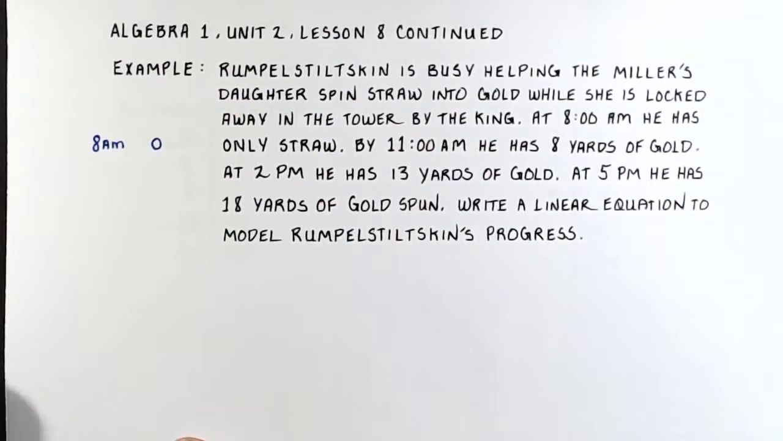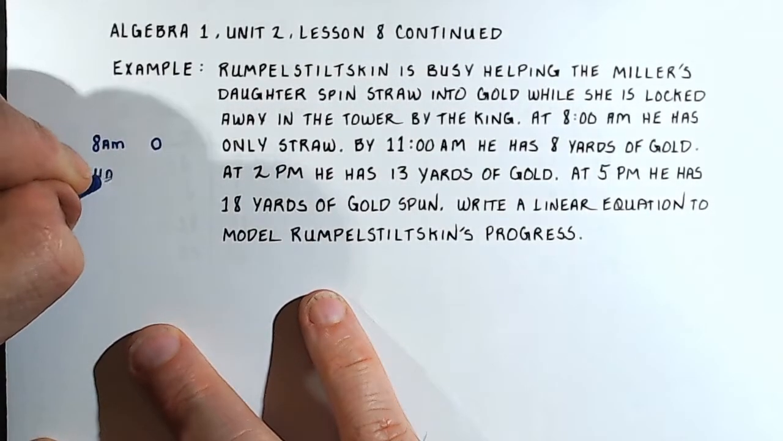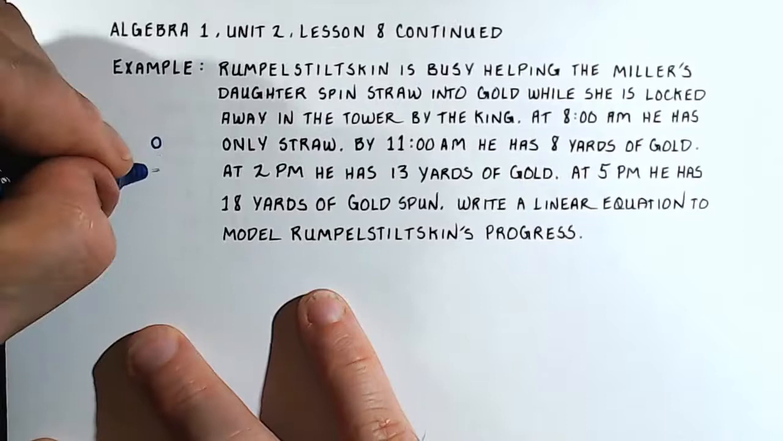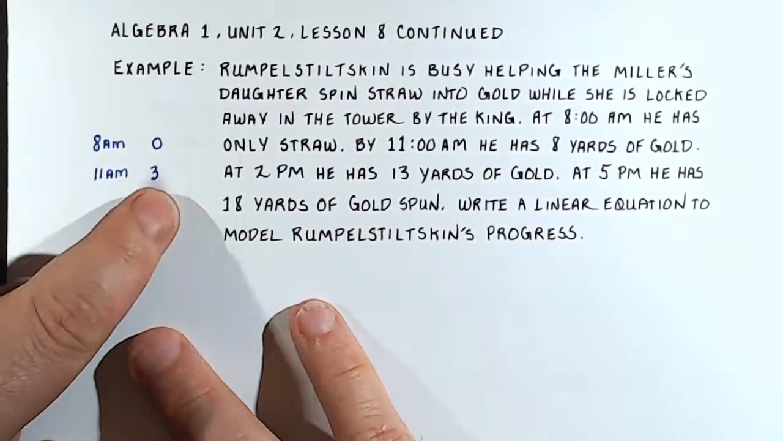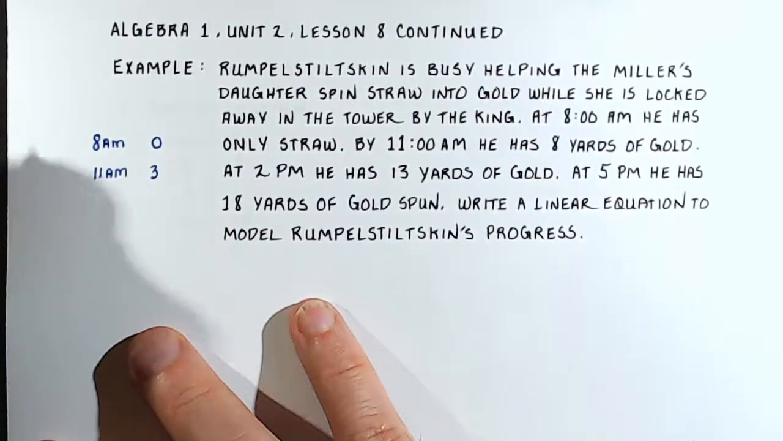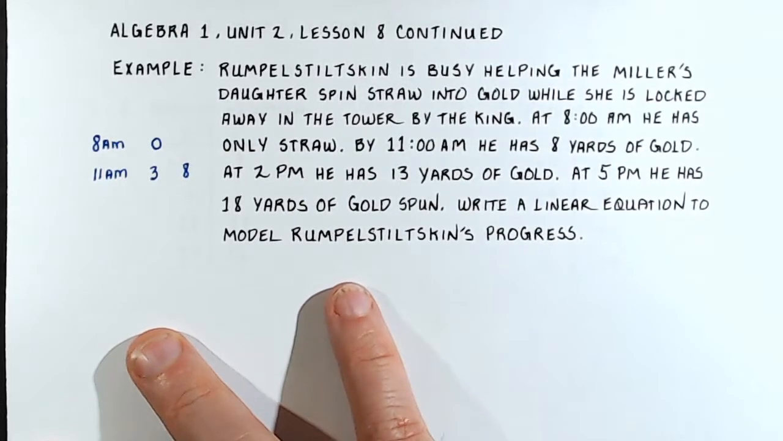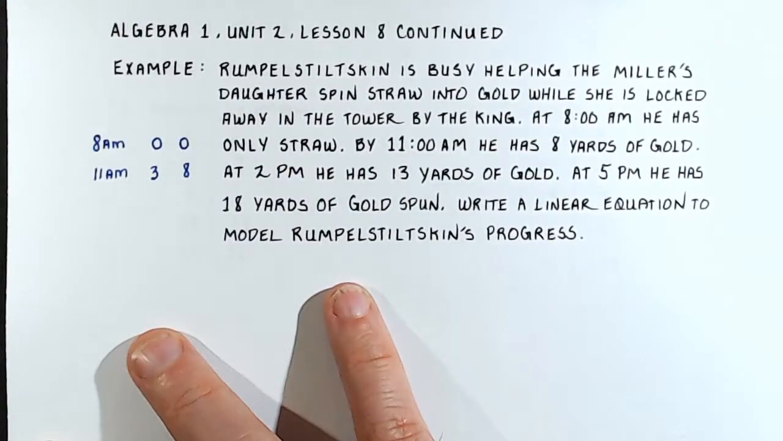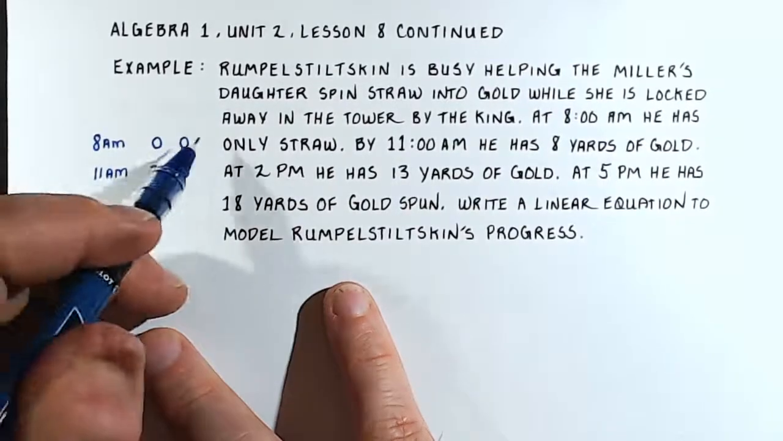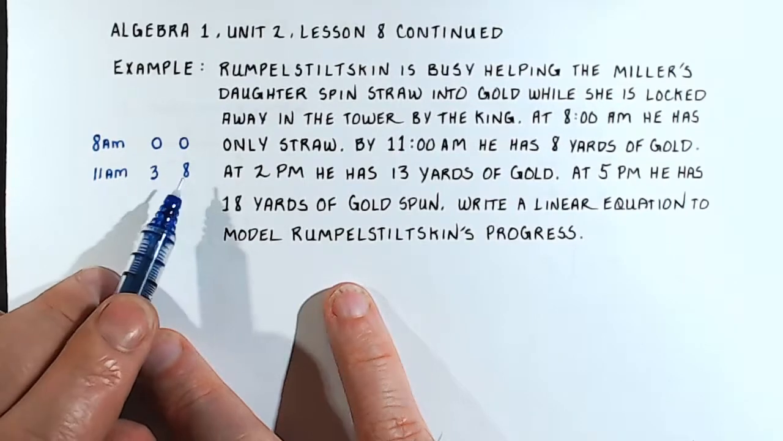Between 8 and 11 there are 3 hours, okay? So at 11 a.m. this is hour 3. And at hour 3, he has 8 yards of gold. Okay, now we're kind of on a roll. At 2 p.m., he has 15 yards of gold. So he had 0 yards of gold at 8 a.m. So at time 0, he had 0 yards of gold. At time 3, he had 8 yards of gold.